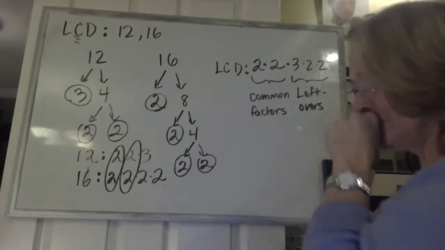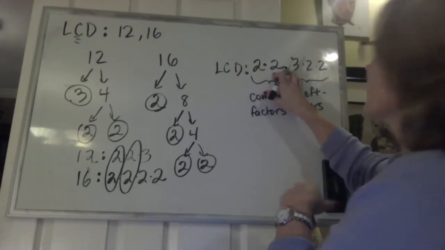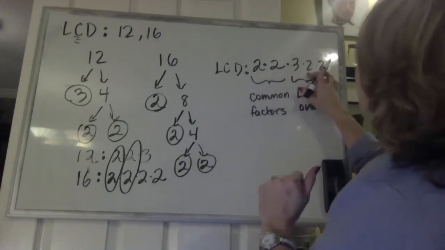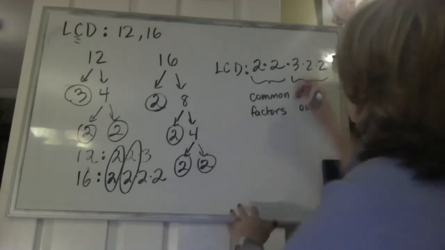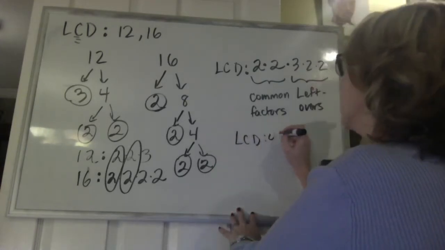And so when I'm doing this, I can go 2 times 2, and that's 4. 4 times 2 is 8. 8 times 2 is 16, and 16 times 3 gets me an LCD of 48.